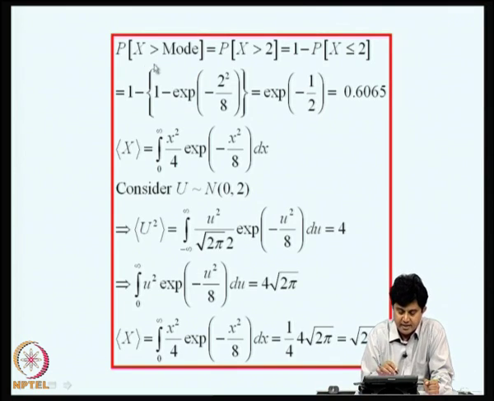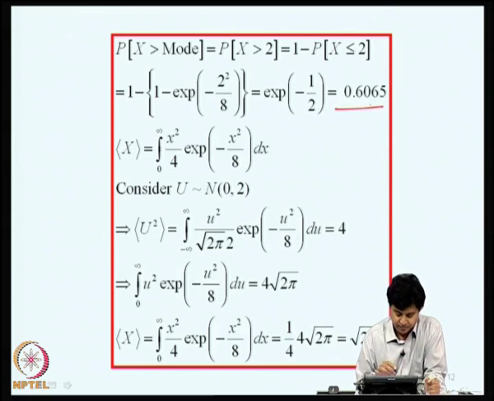Now, what is the probability x greater than the mode? It is the probability of x greater than 2, or 1 minus the probability of x less than or equal to 2, and we have already determined the probability distribution function. So, we get the number 0.6065.